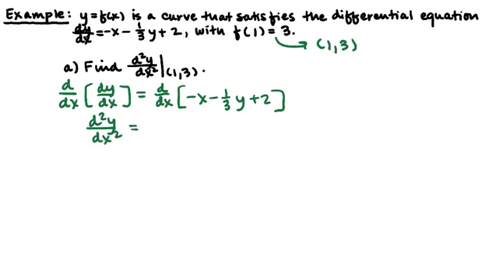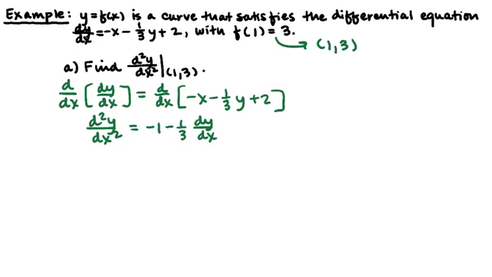Now the derivative of negative x with respect to x is going to be negative 1. If I were taking the derivative of negative 1/3 of just a thing to the first power, with the power rule, that's just negative 1/3. But y might have its own derivative with respect to x, so I'll just put that there. Plus 2, well, the derivative of 2 is 0. Now, we could figure out what dy/dx was at 1, 3, and then substitute it there.